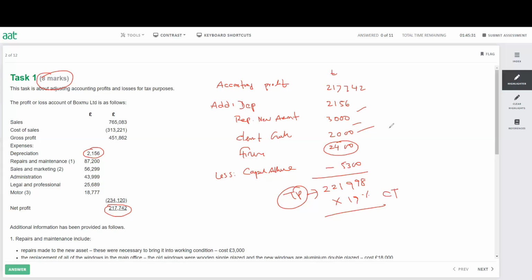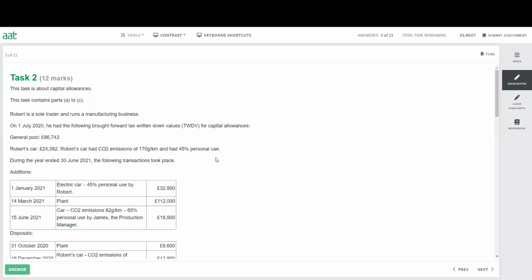All right, let's have a look at our next question, tax 2. This question is all about the capital allowance. So let's have a look. Robert is a sole trader and runs a manufacturing business. On 1st July 2020, he had the following brought forward tax written down values. So it's a balance b/d, or opening balance. When you read the question, you exactly know what to do and how to do it. And that's how you can make the answer really fast in the exam.